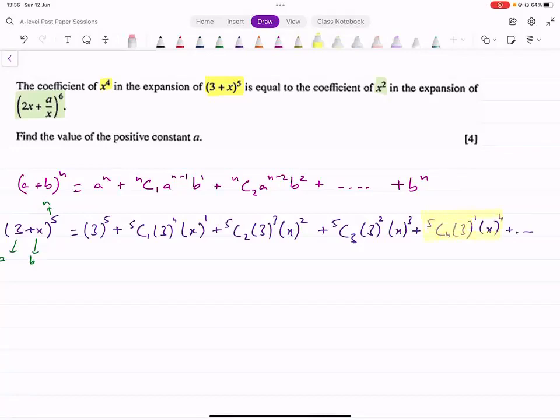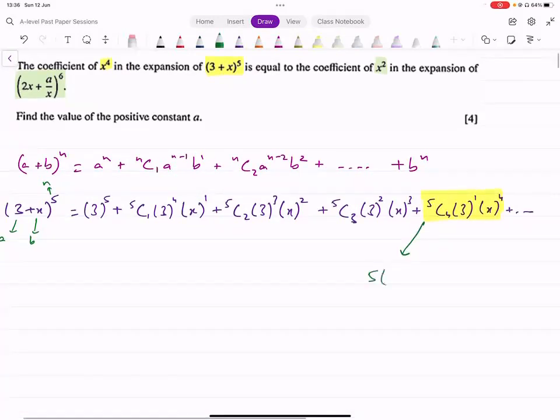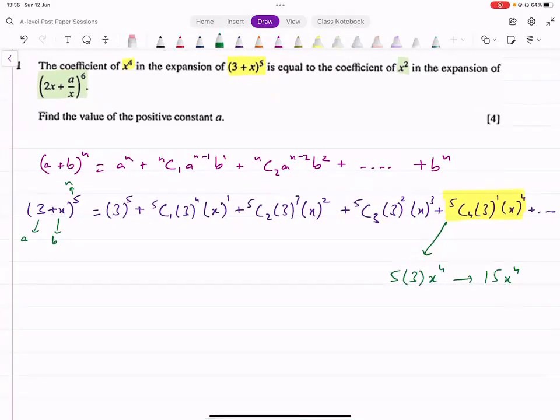You need this term. What's the coefficient of x raised to power 4 here? Let's evaluate that. 5C4, what does that give us? 5C4 is 5 into 3 into x raised to power 4. And that gives us 15x raised to power 4. So that's the term that you need from that first expansion.